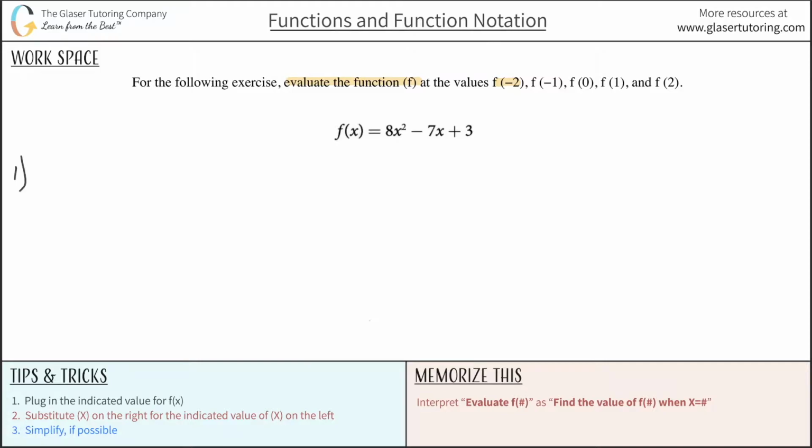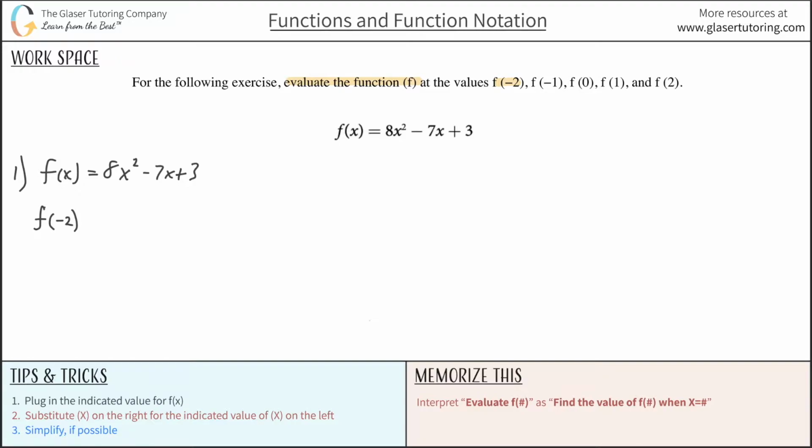Fairly straightforward. So let's take a look at the first one, f of -2. The first thing I'm going to do is rewrite the equation: 8x squared minus 7x plus 3. And now I'm going to plug in my indicated value of f of -2 for f of x. So all I'm going to do is simply plug in my -2 for x.